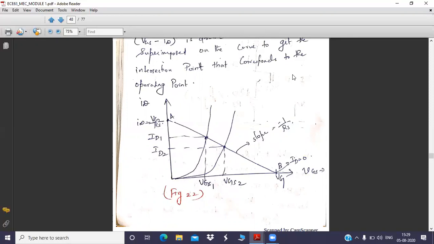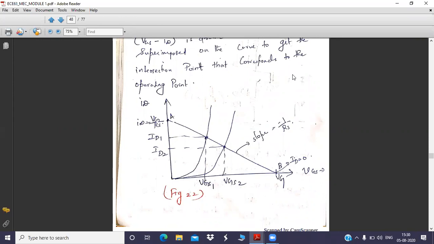If this particular DC load line is shifting upwards, the change between ID1 and ID2, VGS1 and VGS2 is more, which means that your Q point is unstable, or wherever you have fixed the Q point initially, it has been moved out from the saturation region. Maybe it would have gone to the triode region, and that will affect your amplification. What happens if the Q point moves to the triode region? Amplification will not work properly. Some sort of clipping off will take place.